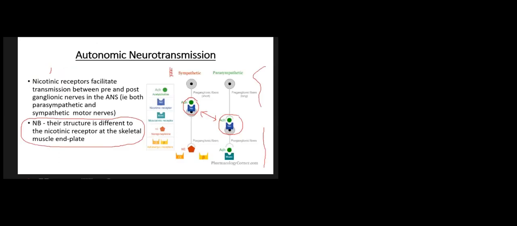Right. So things like nicotine, if people smoke, they talk about getting a nicotine hit. And so it's interfering here. It's non-specific. They don't get specific symptoms. So these drugs are used experimentally. They have no clinical use because they are non-selective. These are non-selective drugs. They facilitate ganglionic transmission in both the sympathetic and the parasympathetic system.